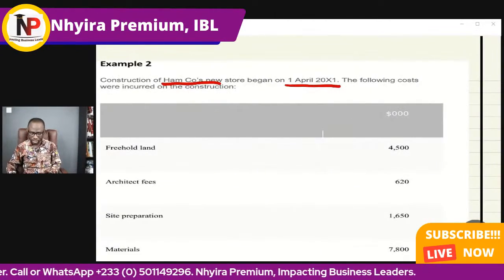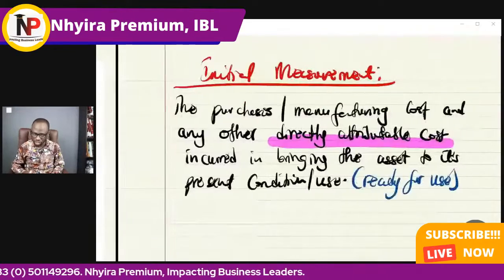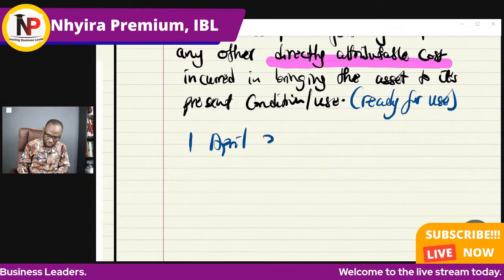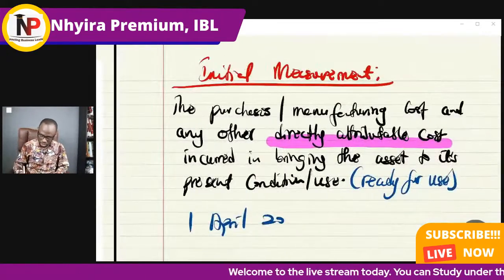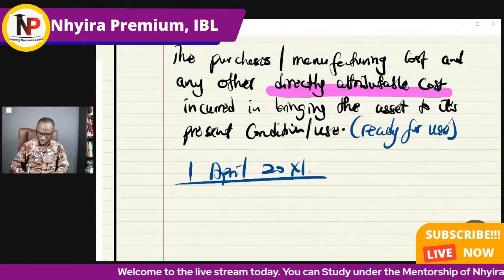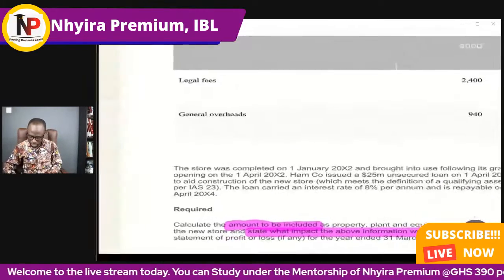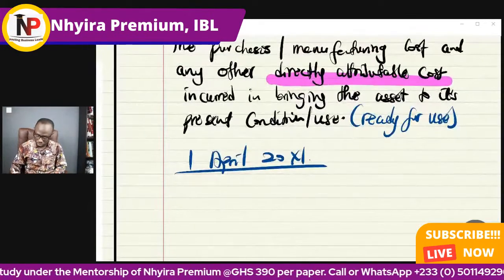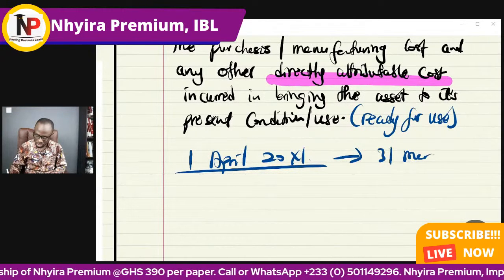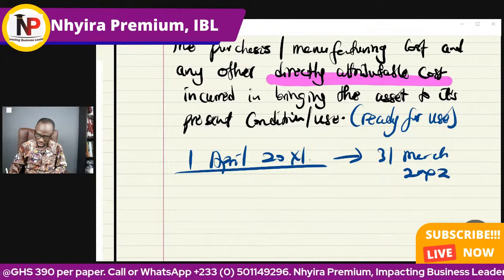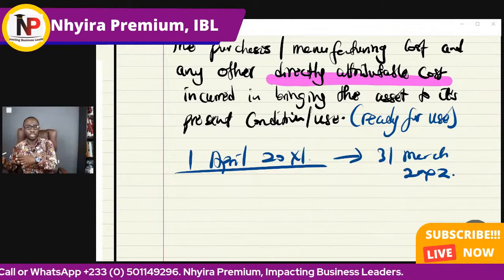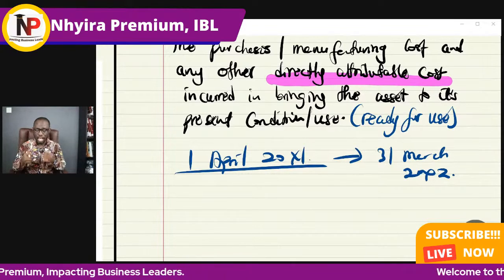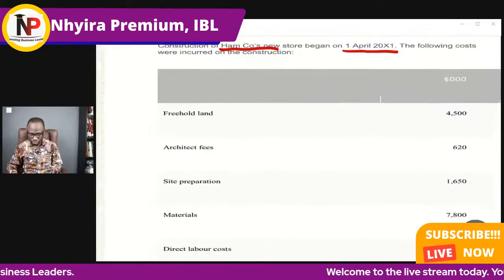So let's go back to the question. Now, remember the work starts on 1st April 20x1, sorry. That's when they started the work. Remember the period we are preparing the financial statement for is 31st March 20x2. So more or less like a full year financial statement we are preparing. But you got to be careful here about exactly what is going on. So stay with me carefully here as we unpack these things.